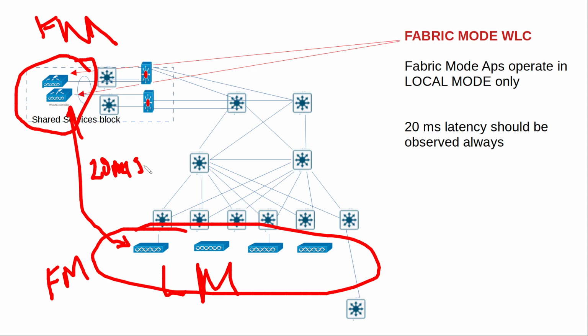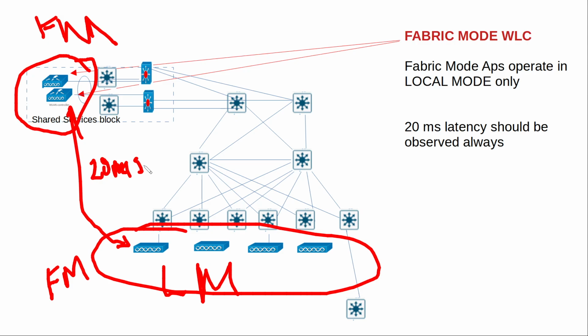So the recommendation here is to install the wireless LAN controllers in the same facilities where your fabric exists. So if you have a fabric in a building where all your access points are connected to, you must install your wireless LAN controller in the same building.